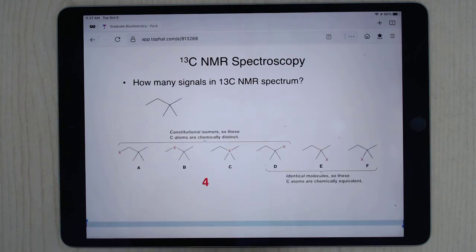Okay, but again, here we're going to be looking at equivalence, but here it's carbon equivalence.